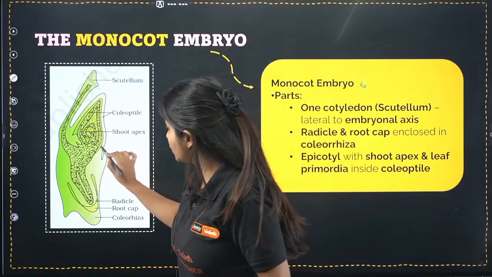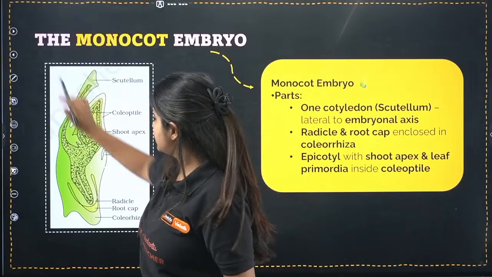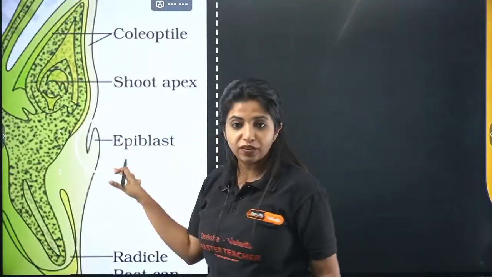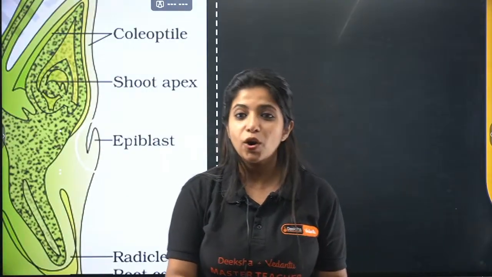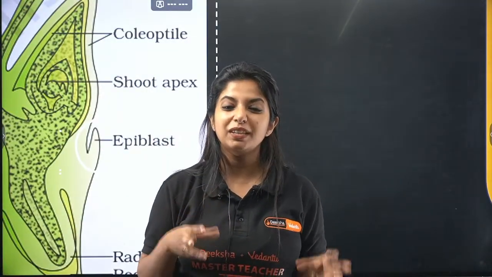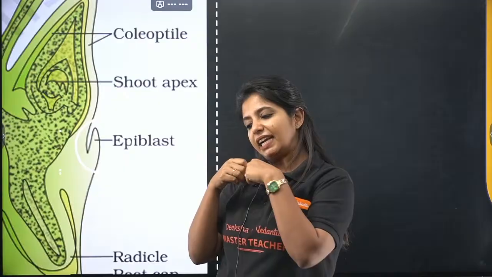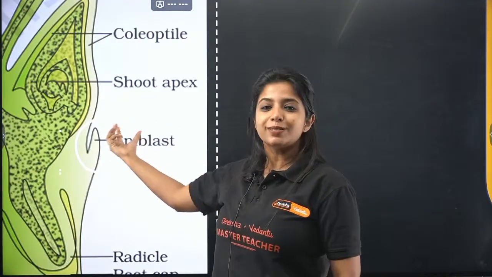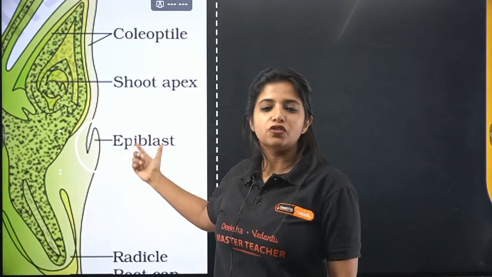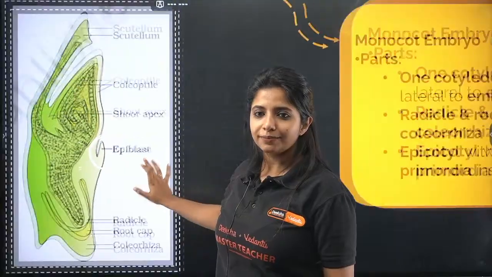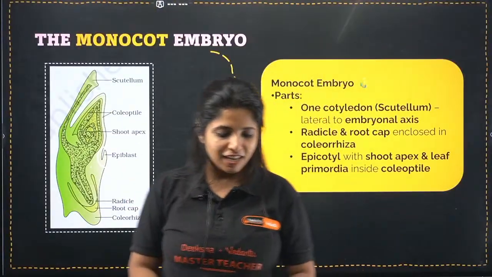Now one more thing is there. You see something like this. This thing, epiblast, is mentioned over here. What is this? So actually the monocot also tried to form a cotyledon, but it was not successful. So that unsuccessful cotyledon is what you see over here, which is known as epiblast. Okay, it is known as epiblast.